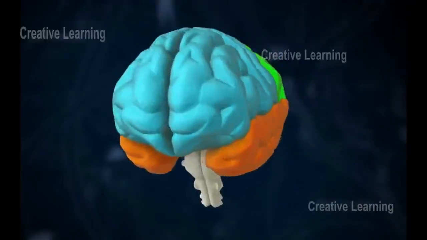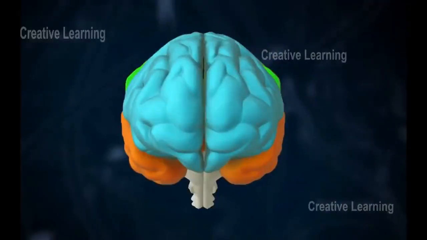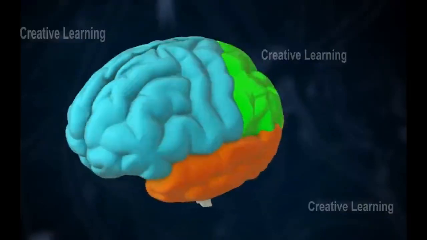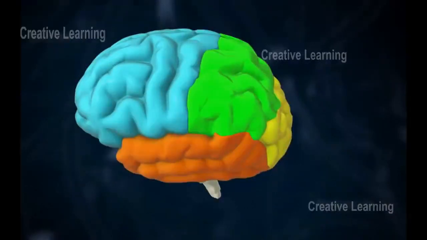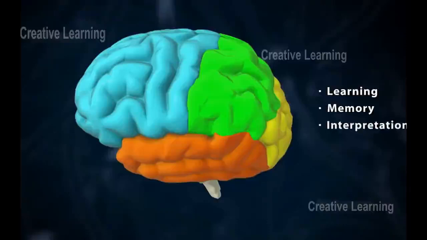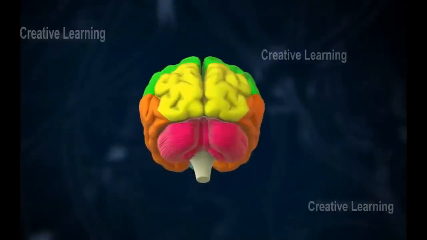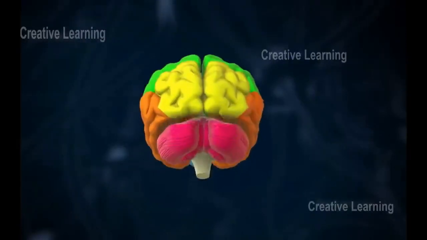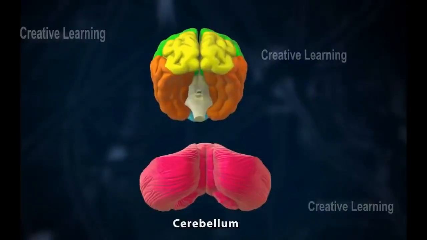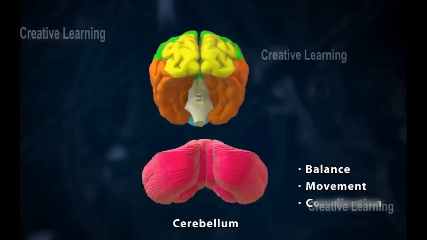The surface of the cerebral hemisphere is folded, which increases the surface area. The cerebrum is concerned with learning, memory, interpretation, and personality. The cerebellum is located in the back of the brain, just below the cerebrum. It controls balance, movement, and coordination.